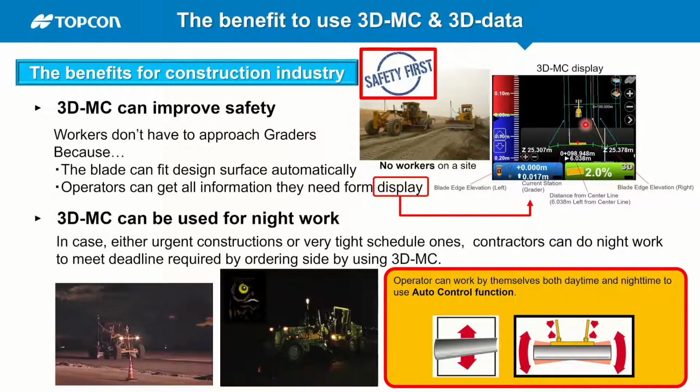Whereas compared to that, the 3D MC system requires about 3 to 4 days to pick up the basic knowledge. Okay. So basically it shows the location of the machine. It's kind of straightforward, and it has the left elevation and the right elevation. So these are the degrees of the sloping.